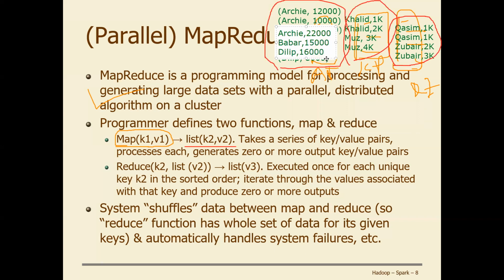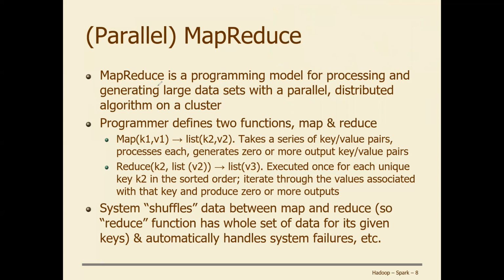So yeah. Similarly, for this one, I have Khalid 3K and Muzammil 7K, Qasim 2K and Zubair 5K. So I have now these key value pairs. I will simply combine this, this, and this to generate a whole list. Starting with Archie, Babar, Dilip, Khalid, Muzammil, Qasim, Zubair. That's it. Okay. So ye mera kaam ho gaya. So ye main aapko bilkul ek high level pe ye baat maine, I tried to explain ki how this happens.